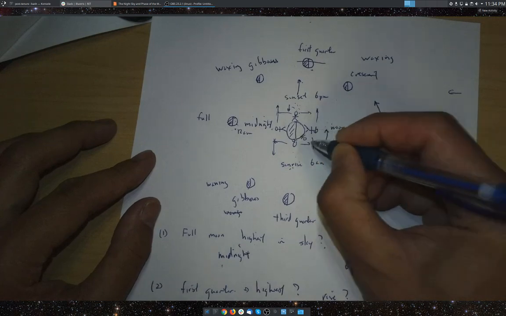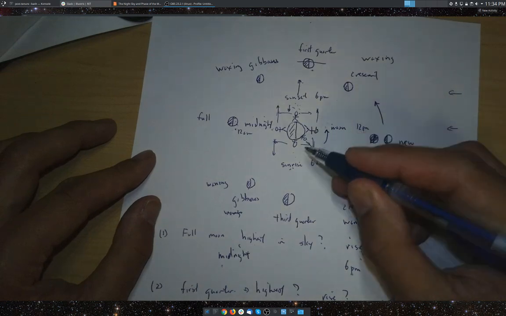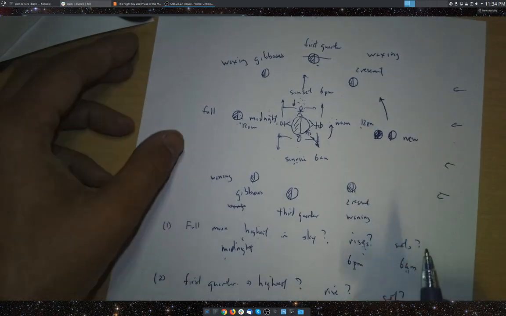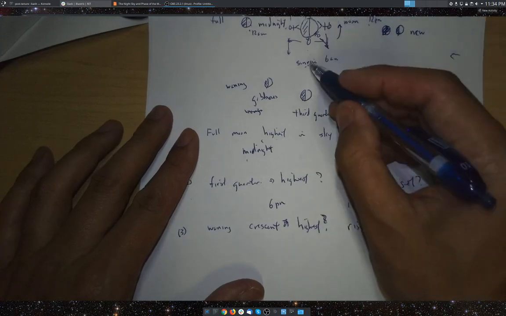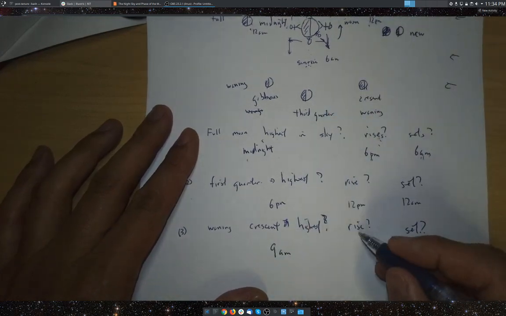Okay, look up, you'll see it. Where in time is this person? This time is between sunrise and noon. So what's that? It's 9 a.m., right? So when is waning crescent highest in the sky? Well, it's between sunrise and noon, and so that's 9 a.m. Okay. When does it rise now?